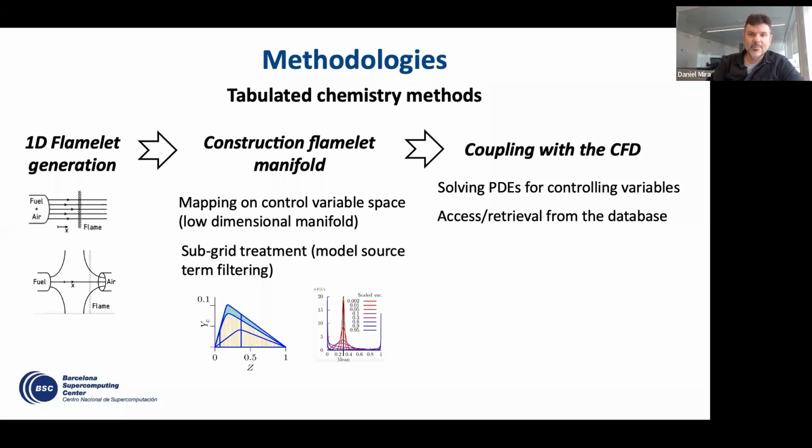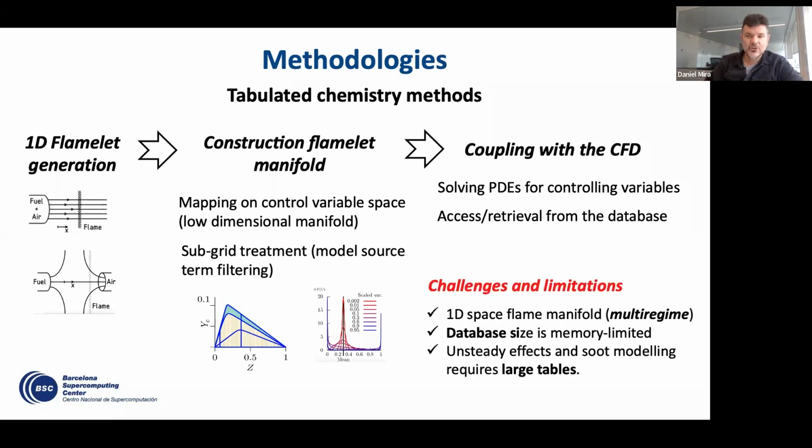And then in the final step, we run our CFD simulations, we transport the equations for the controlling variables, and we recover the properties of the manifold directly from coupling these tables with the CFD. This method results quite interesting and quite efficient, because we have to solve few transport equations to represent the whole combustion problem. Then it also has some limitations.